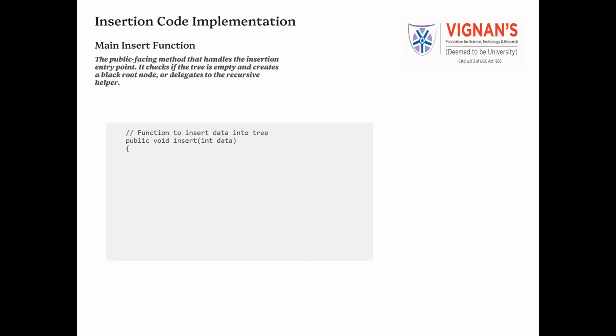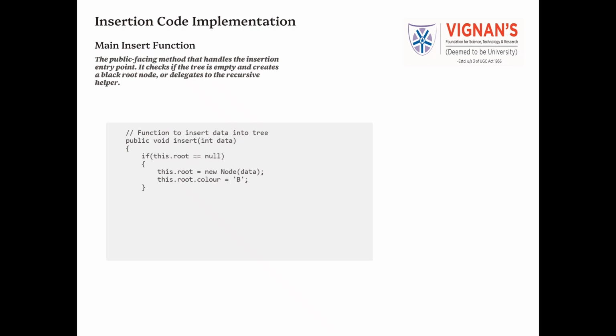Inside the method, we first check if this dot root is equal to null. This condition checks whether the tree is empty. If the tree is empty, a new node is created using the given data and assigned as the root node. Immediately after that, the root node's color is set to black. This is required because one of the red-black tree rules states that the root must always be black.